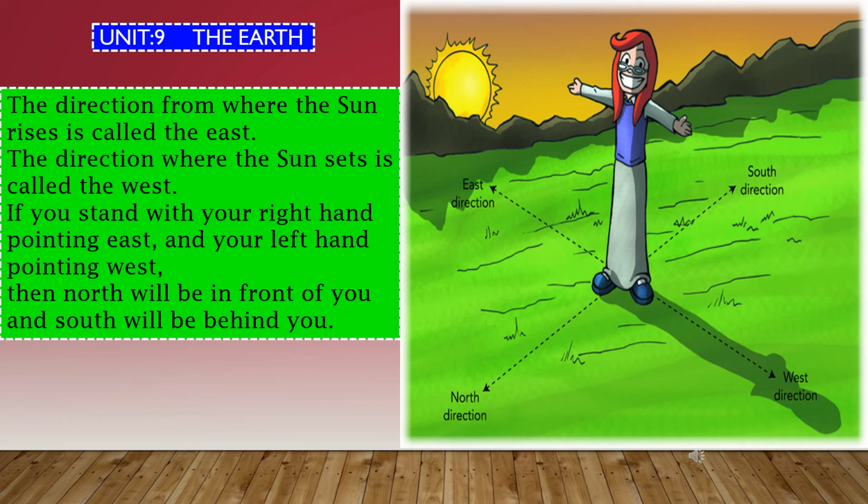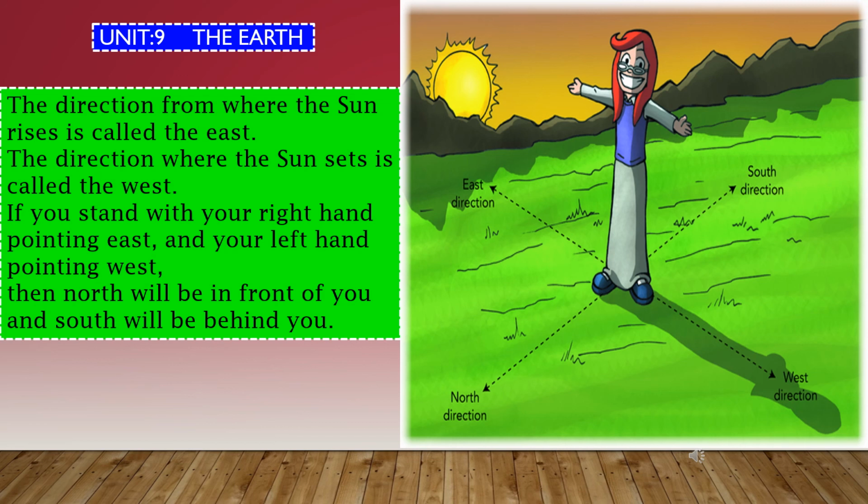Okay, this is the easy way to get the direction wherever you are sitting, in a room or anywhere at your home. You can point with your right hand towards the direction from where the sun rises, and left hand towards the direction where the sun sets in the evening. So in front of you there will be north direction, and at the back you will have south direction.